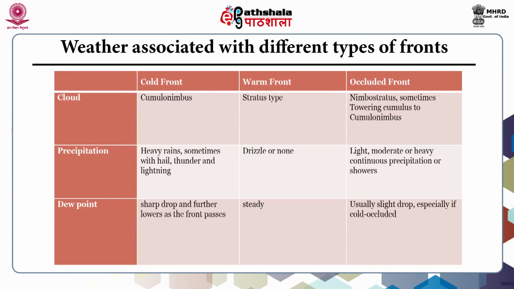In cold front, the clouds are mostly cumulonimbus. In warm front, it is stratus type. And in occluded front, the cloud types are nimbostratus and sometimes towering cumulus to cumulonimbus. In the case of precipitation, heavy rain, sometimes with hail, thunder and lightning occurs in the cold front. At warm front, drizzle or sometimes no precipitation. In the case of occluded front, light, moderate or heavy continuous precipitation or showers occur.